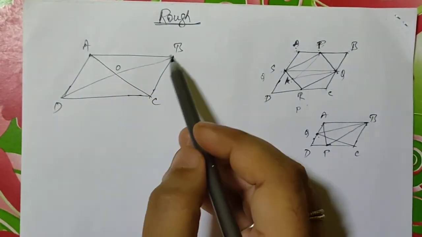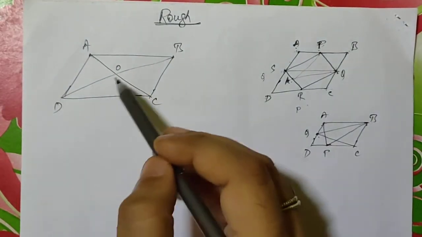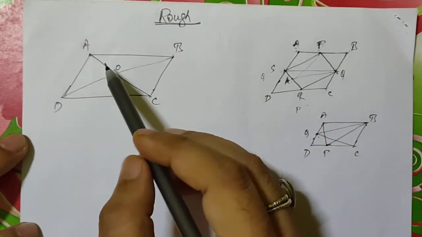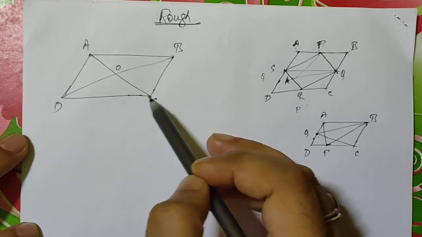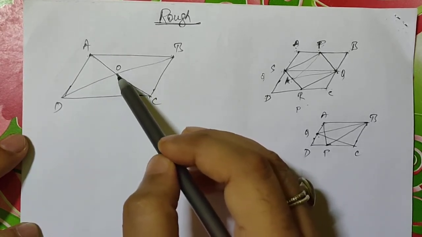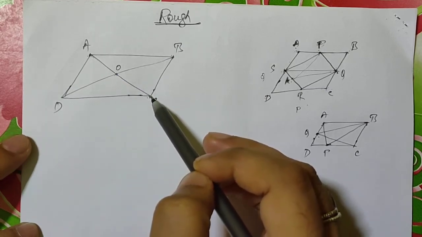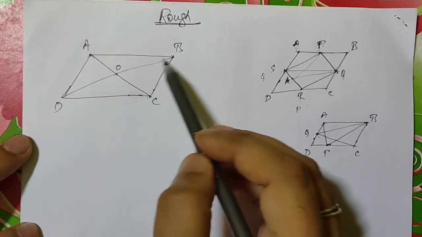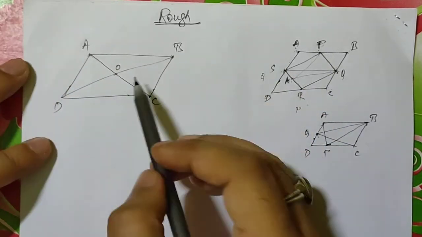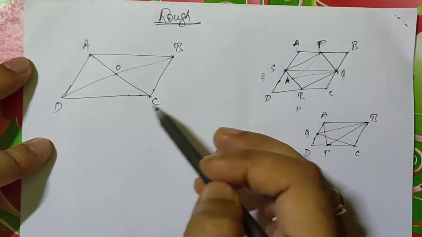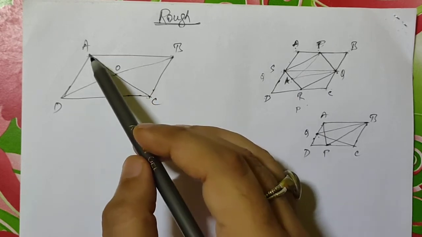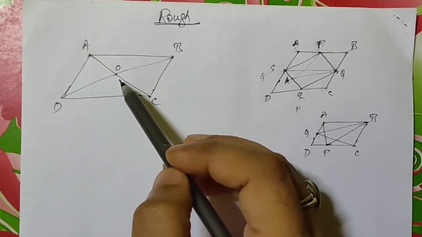So AOB, BOC, COD, and DOA are the four triangles. Now what we need to do is show that in triangle ABC, AO equals OC, so O is the midpoint of AC, and we can easily write that BO is the median of triangle ABC. Once we have shown that BO is the median, we can write that the area of triangle AOB is equal to the area of triangle BOC.